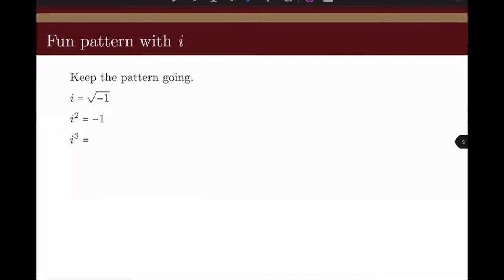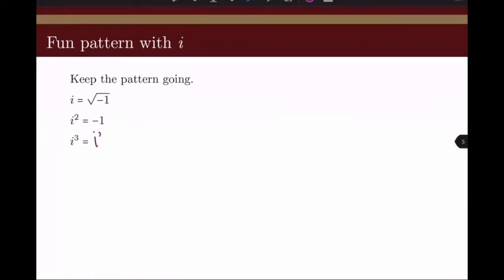All right, now we're going to look at some really fun patterns with i. i is really cool because it repeats forever and ever and ever. So if i is the square root of -1 and i squared is -1, then i cubed is going to be equal to i squared times i, which is -1 times the square root of -1, which is equal to -i. So i cubed is just -i.